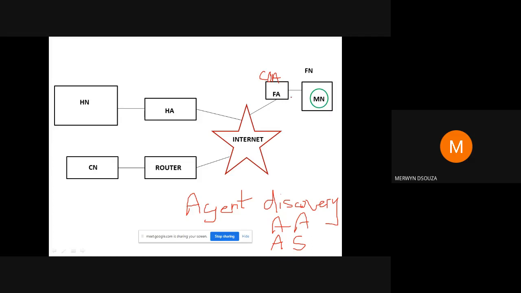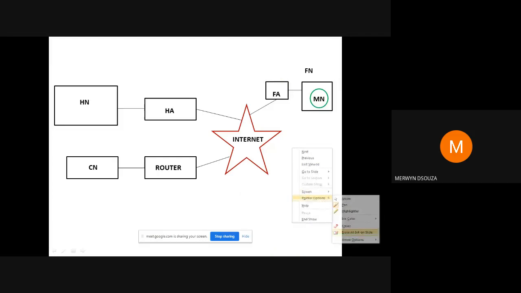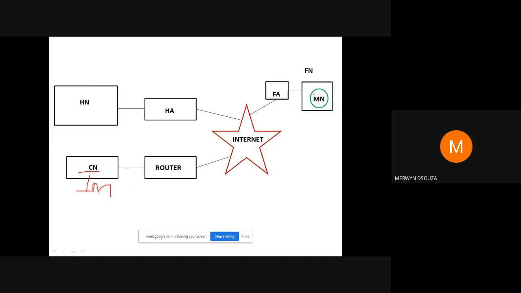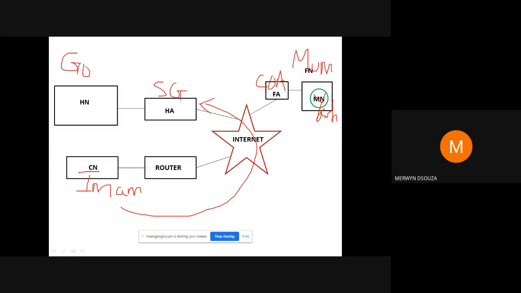Going back to that example, we were calling the correspondent Imam, and this is Yash. Yash now tells this security guard that I have gone to a new location, Mumbai, and I have obtained a new address. So now Imam will be sending data to Yash at the address Goa.